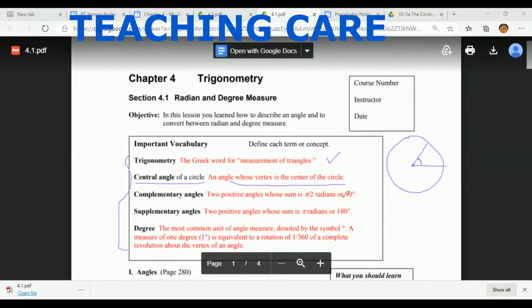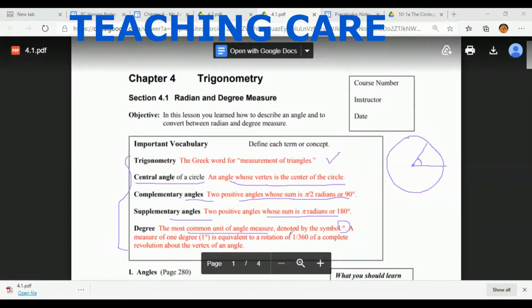Okay, fine. Next, what are complementary angles? Two positive angles whose sum is 90 degrees are called complementary angles. This I hope you would have studied in your 4th and 5th grade itself. What are supplementary angles? Two positive angles whose sum, when you add up, is 180 degrees. What is a degree? The most common unit of angle measure, denoted by the symbol. This is called the degree.